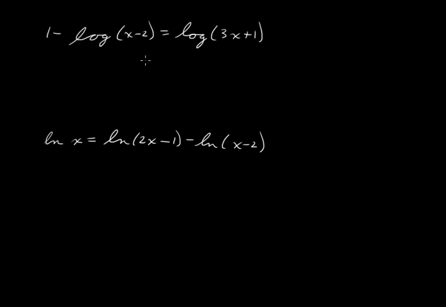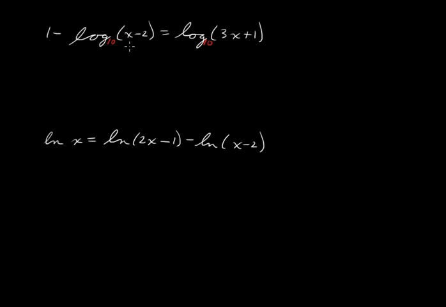In this video, we have a couple of examples of logarithmic equations. The first one is 1 minus log of x minus 2 equals log of 3x plus 1. Now these are both log base 10. If the base isn't written, then it's implied that it is base 10, whereas down here, the ln, the natural log, is implied to be base e, the natural base e, which is 2.718... Okay, on to this first one.